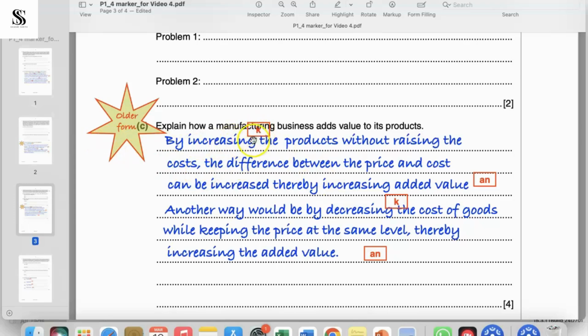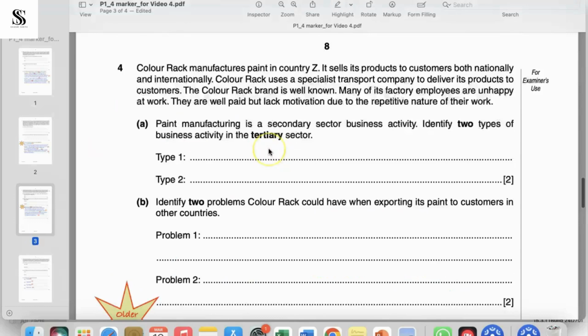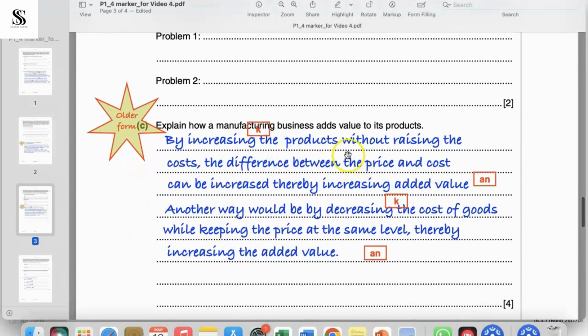one saying increasing the price of the product. Oh, I made a typo here, but it is increasing the price of the product. And the other one is about decreasing the cost of goods. The difference between the previous question and this one is that here the question is general. It just says explain how a manufacturing business adds value to its products. So it's nothing to do with the business in the case study here. So application is not required by simply saying increasing the price of the products without raising the cost, and so on, you would get the answer.